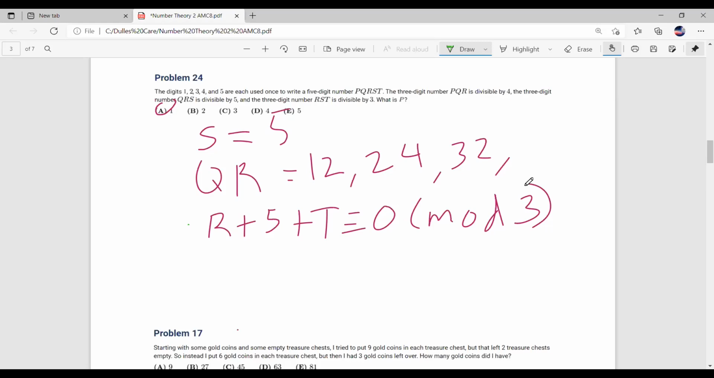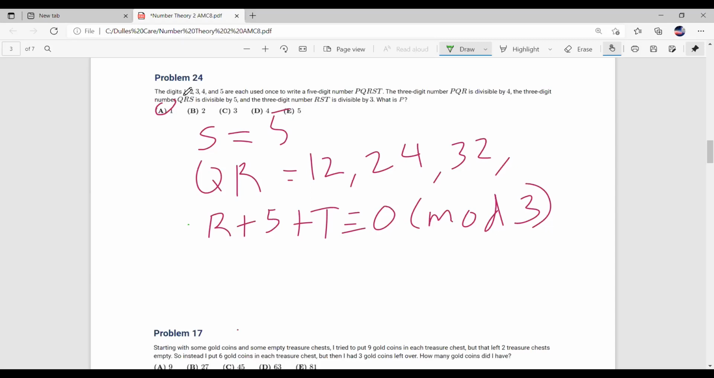What's the next smallest multiple of 3? That would be 12. So let's consider R equals 2 for that case. R equals 2 plus 5, that would give us 7, plus T is equal to 12. That means that T is equal to 5. That couldn't work, right? Because S is equal to 5 and T cannot also be equal to 5.